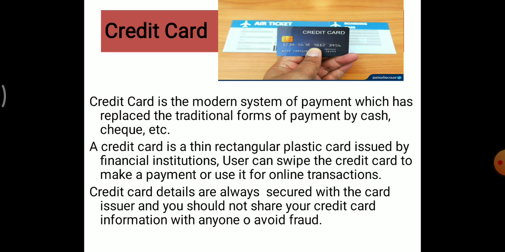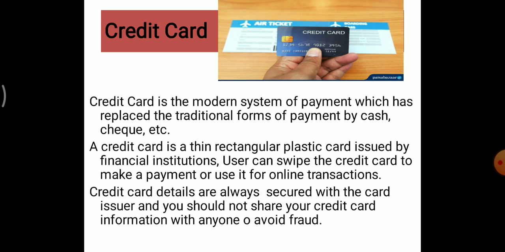pre-approved limits to pay for purchases, and the limit is decided by the institution issuing the card based on your credit score and history. So generally, the higher the score and the better the history, the higher the limit.